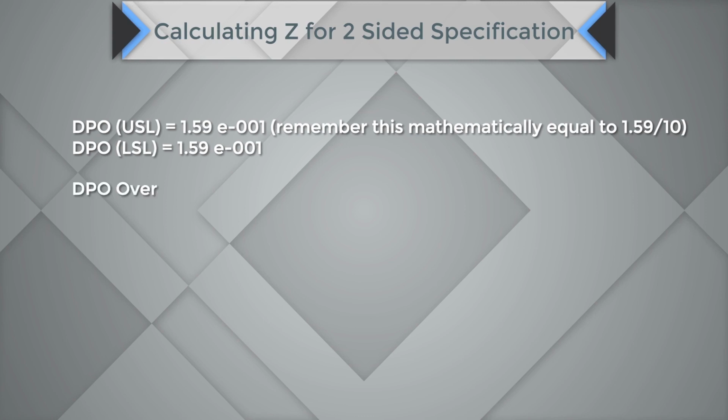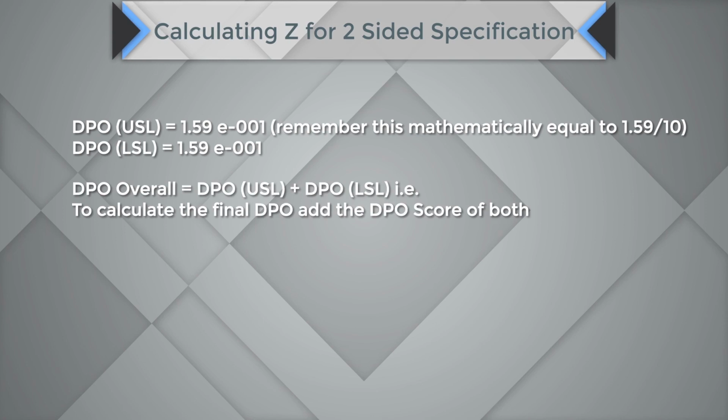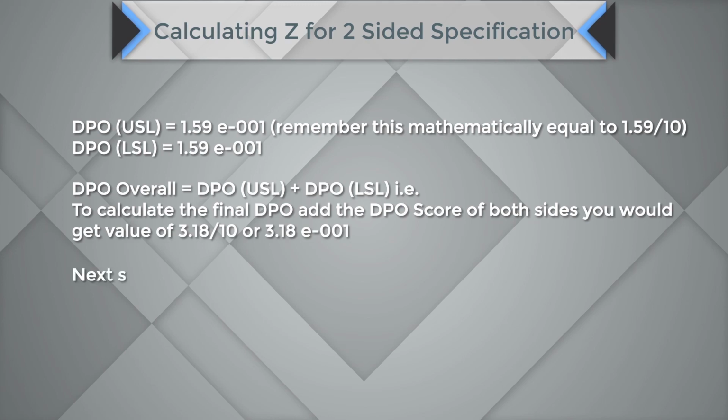The next step for you would be to calculate the overall DPO. So add the DPO scores of the upper specification limit and the lower specification limit. To calculate the final DPO, we've added both of them up and we've received a value of 3.18 by 10 or 3.18 E-001.